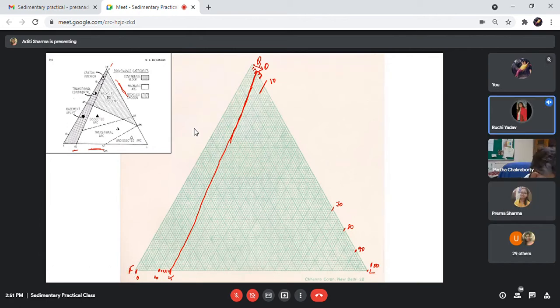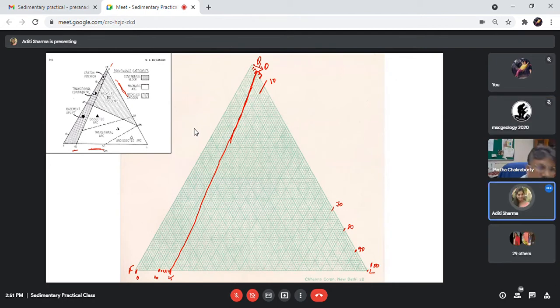Yes, ma'am. Okay, all right. So now, Aditi, you have already told how to do it. Yes, sir. Let them do the rest of the things. We will not tell all the things. Okay, sir. Students, she has already described how to do it.